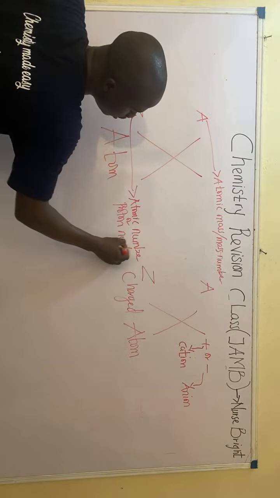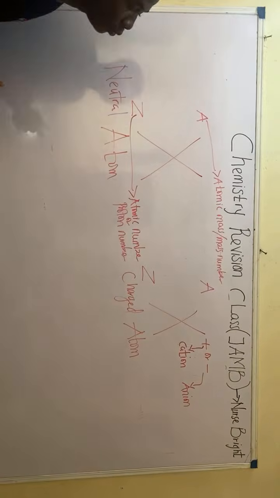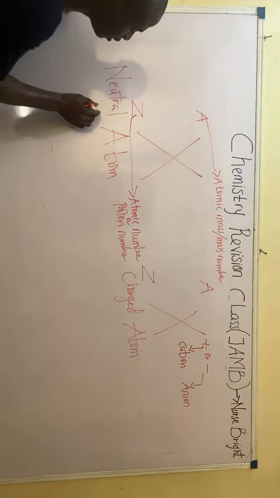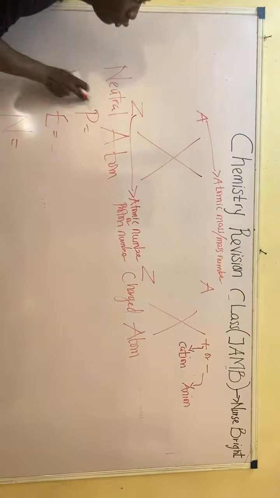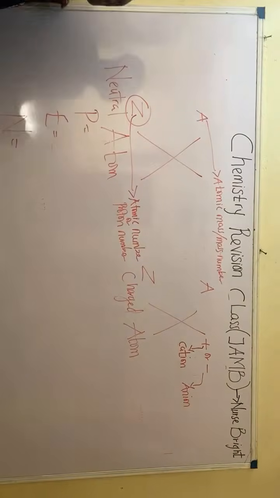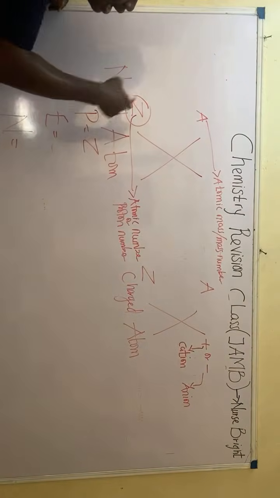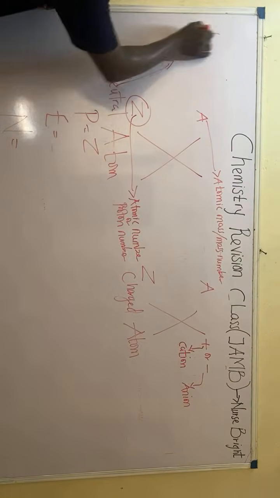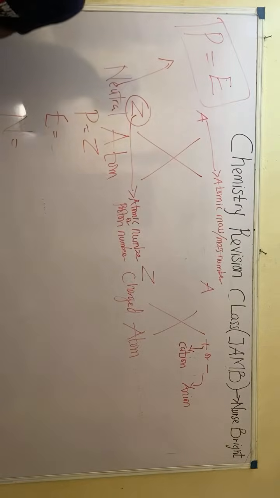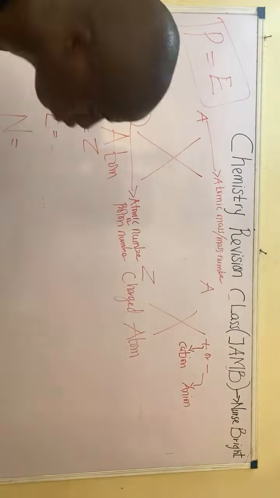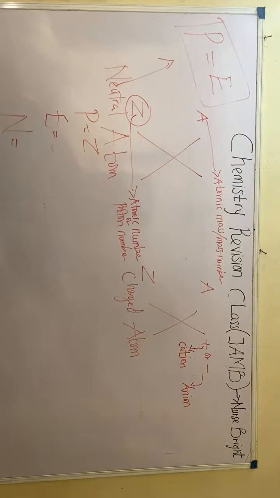They will ask you surely in your exam. They will ask you, calculate the proton, electron, and neutron for this atom. How will you do it? Simple. Proton is always this value that is down. Proton is always Z. And for a neutral atom, proton number equals electron number. Are you following? For a neutral atom, proton number equals electron number.